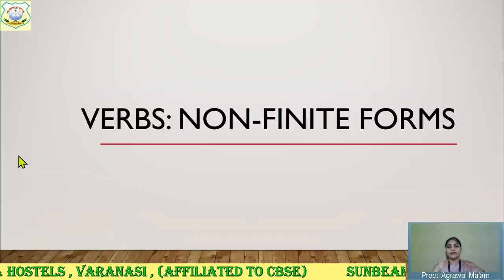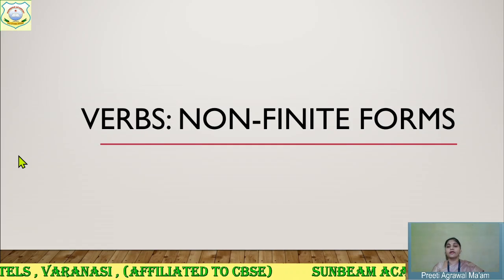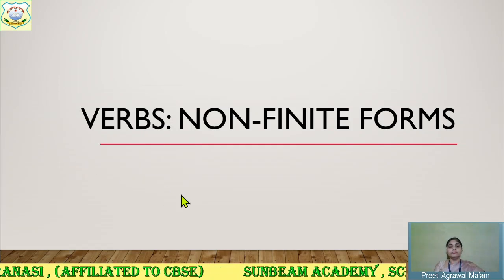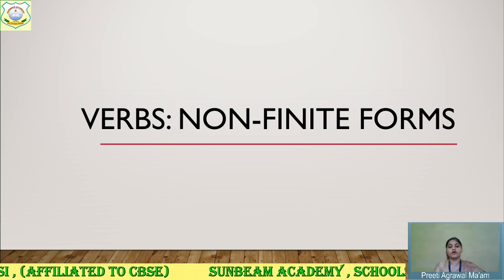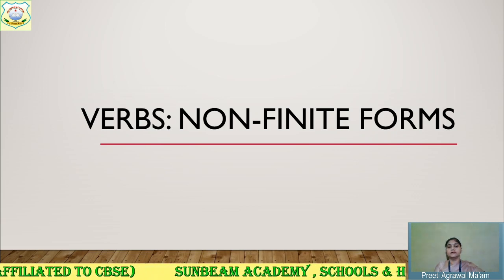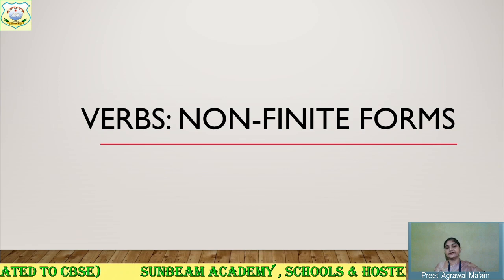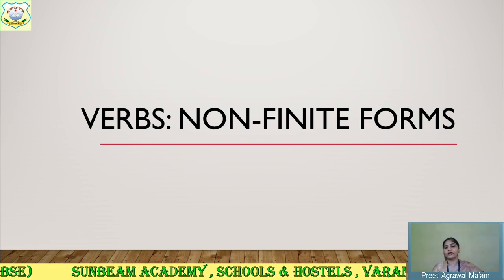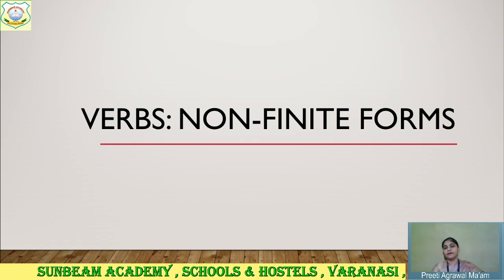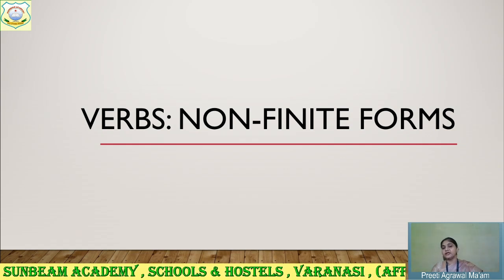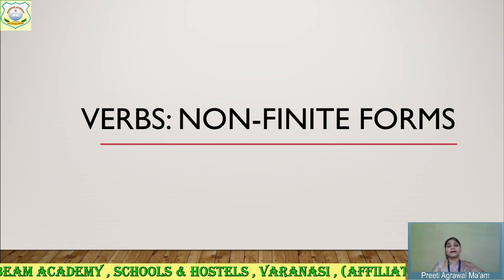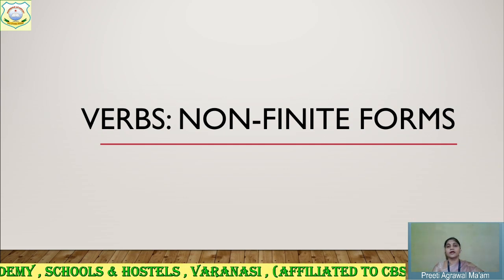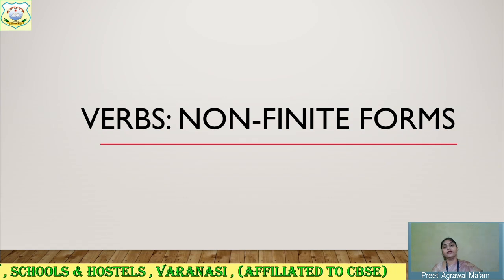Okay, let's start. Verbs, non-finite forms. Non-finite forms have three kinds. First one is infinitive, second one is participle, third one is gerund. So there are three kinds of non-finite forms.